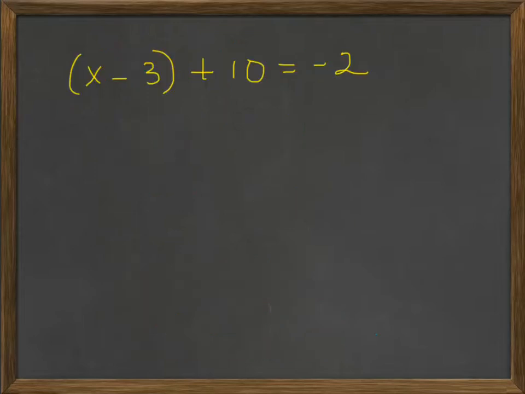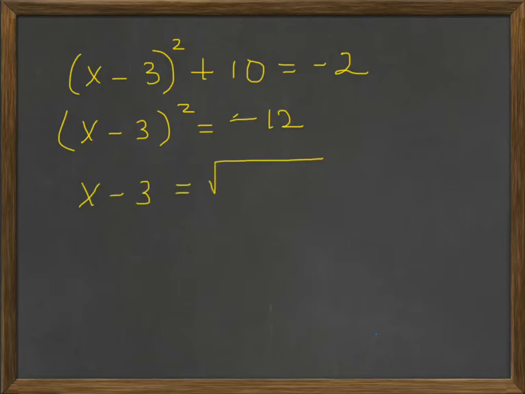For our third example, we're adding something before the square. So again, we have to get the square by itself. We've got to isolate the square. So we're going to subtract 10 from each side, and that's going to give us (x - 3)² equal to -12. Then we take the square root of both sides, x - 3 is equal to the square root of -12.